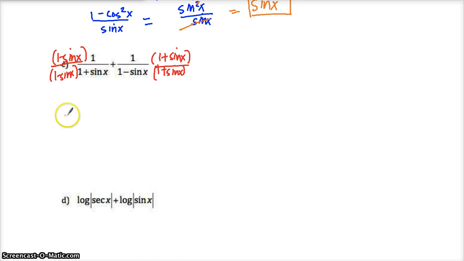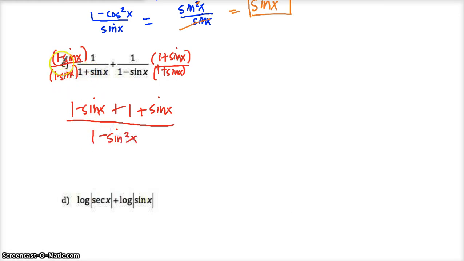So 1 times 1 minus sine of x. So in my numerator, I have 1 minus sine of x, plus, here, positive 1 times 1 plus sine of x. I just get 1 plus sine of x. And in my denominator, I'm going to multiply 1 minus sine of x times 1 plus sine of x, which is 1 minus sine squared x, because those are the difference of squares. So the inside and outside terms cancel. So I just have 1 minus sine squared.